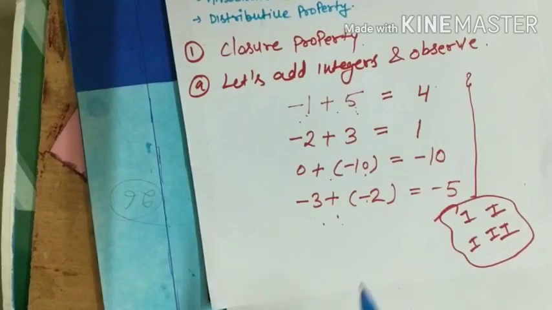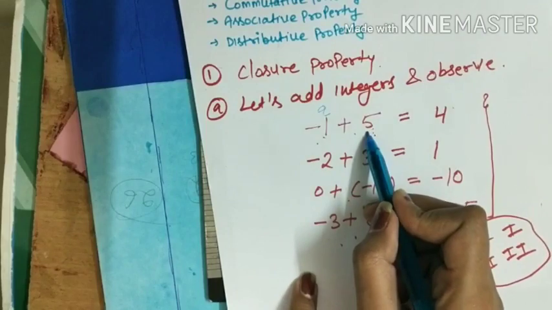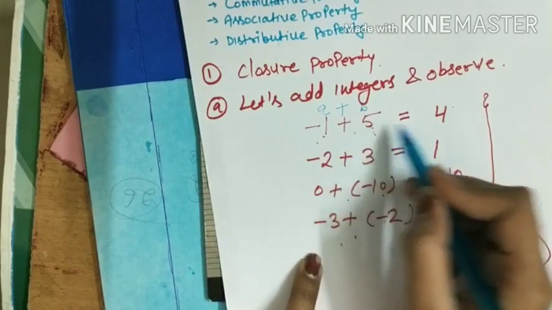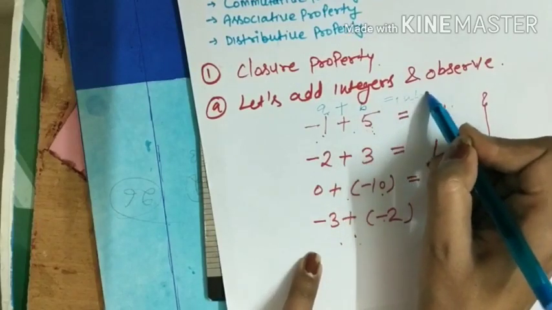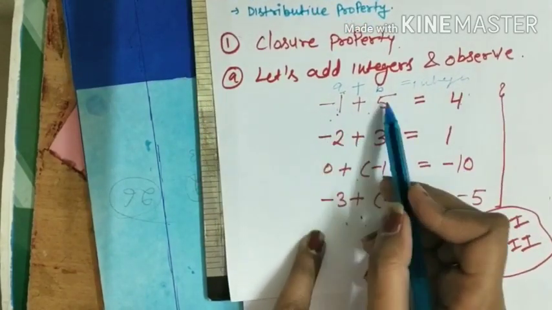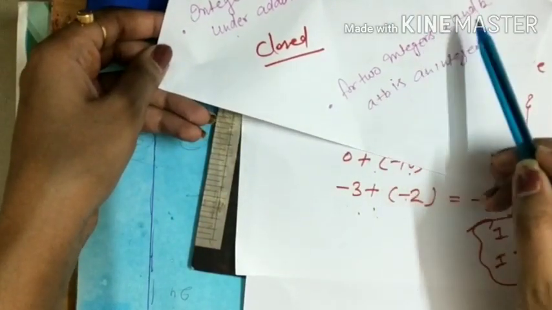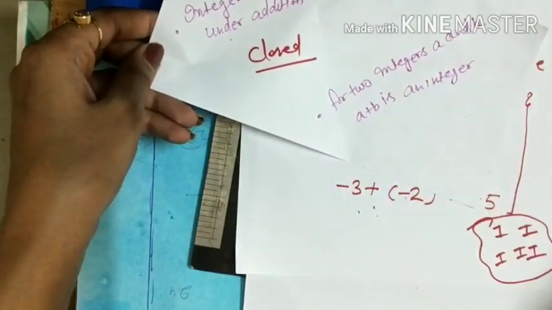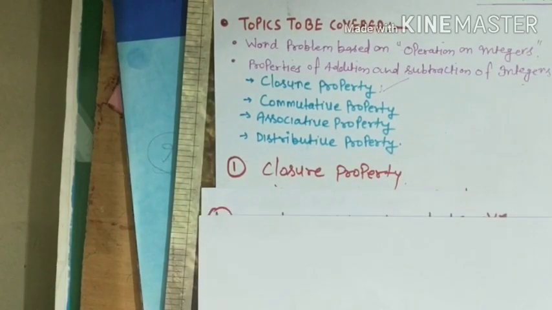And one more conclusion: if I say minus 1 is an integer, let's consider this is A. 5 is also an integer, let's consider this is B. Then A plus B, minus 1 plus 5, is 4. Integer plus integer, we are getting an integer. Means we can say if A and B are two integers, then A plus B is also an integer. So the second conclusion is for two integers A and B, A plus B is also an integer.